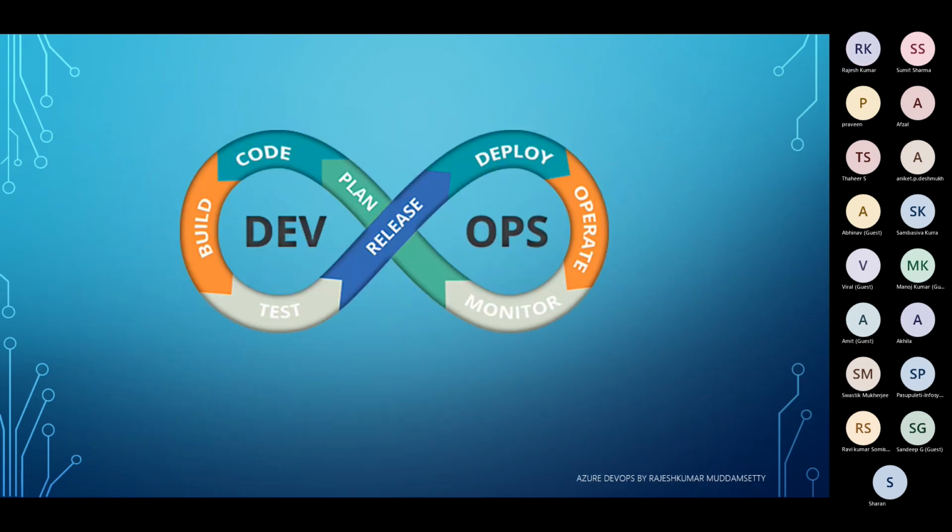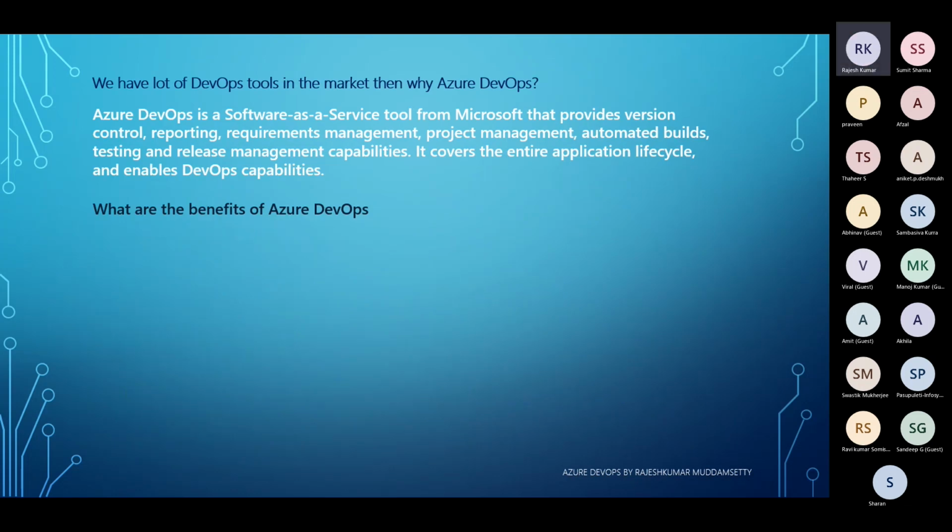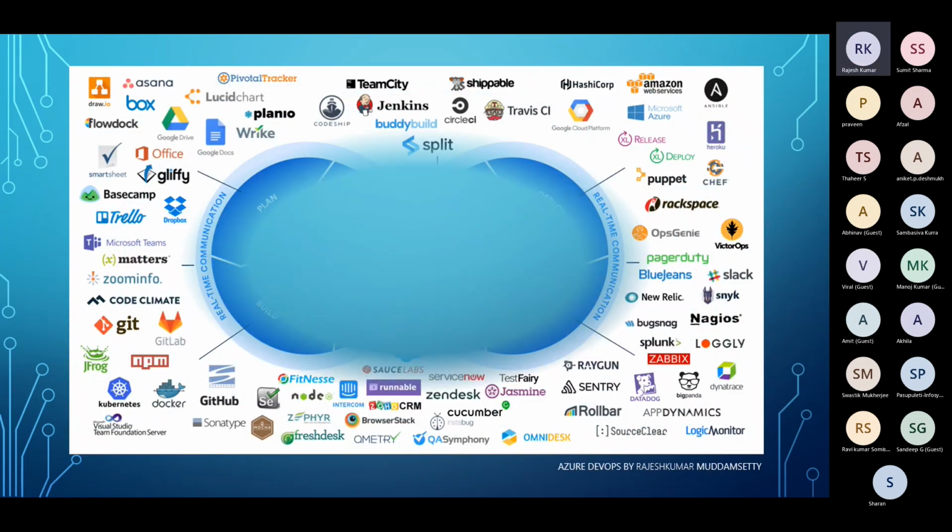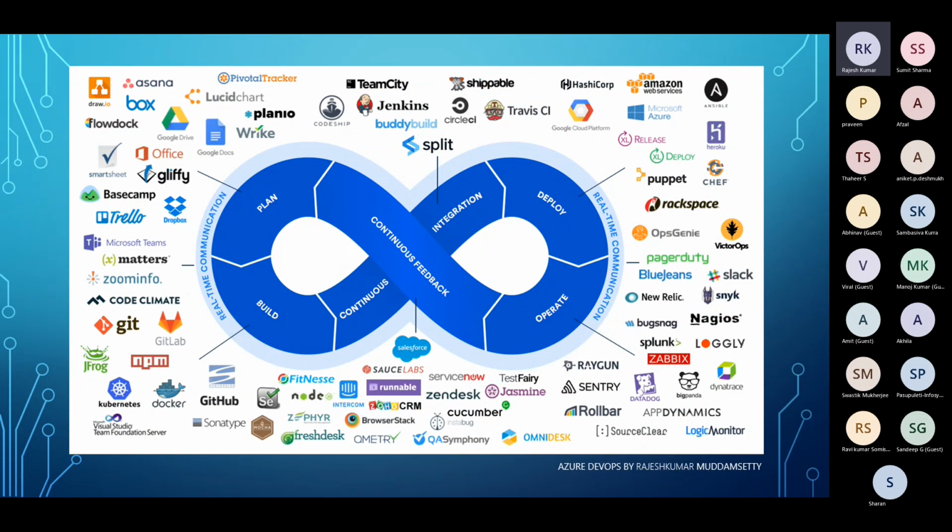Okay. So we have seen what the Azure DevOps Infinity is. Within this Infinity, we have seen many tools. You remember the diagram. Within this Infinity, for each category, for each section, there are many tools available.